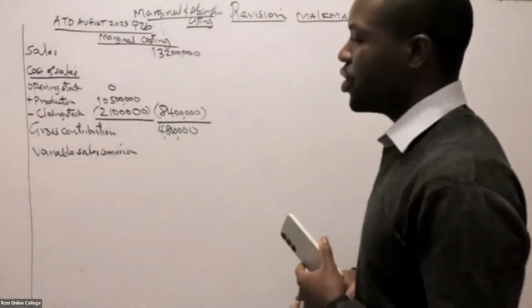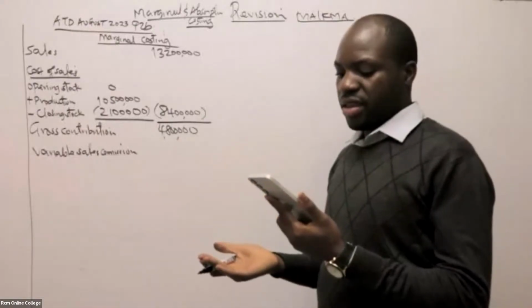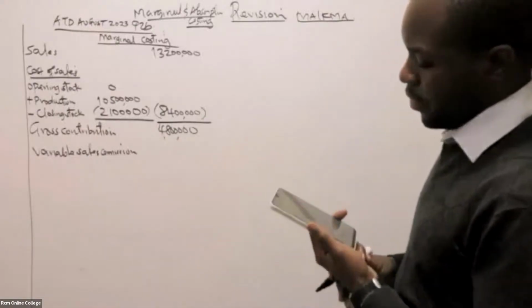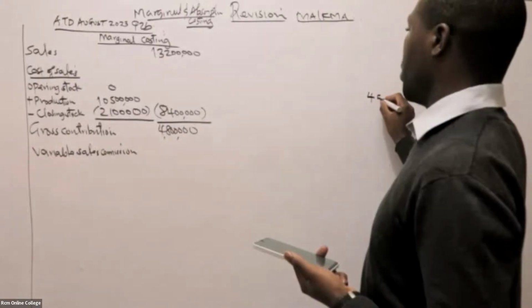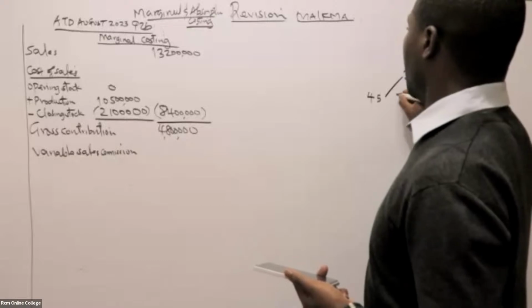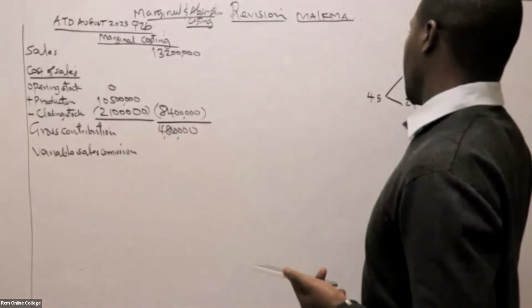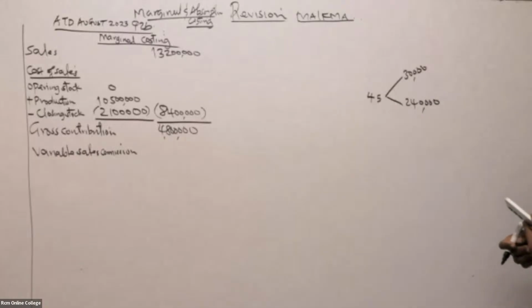Maybe in your exams, you will not be given variable sales commission as a lump sum figure. What if the variable sales commission in your exams is equal to 45 shillings per unit? Will I multiply it by 30,000 or by 24,000? Assuming variable sales commission, and we need to take the actual, not budgeted, actual. If it was given as 45 per unit, will I multiply it by 24,000 or 30,000?